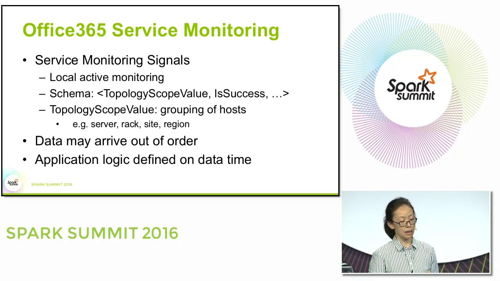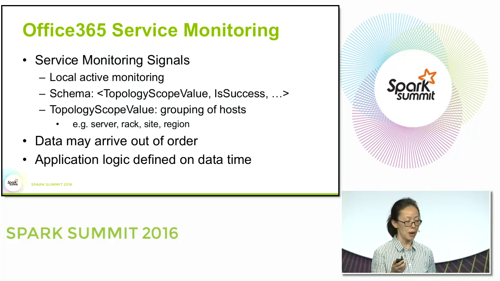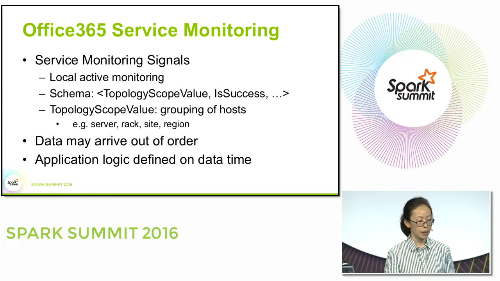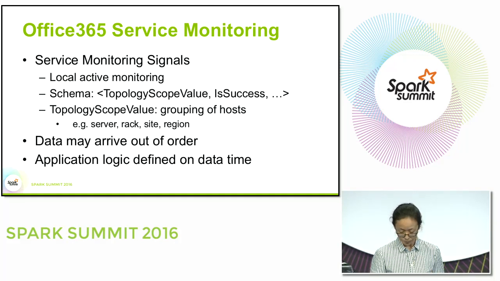Success indicates if this is a successful ping request or not, and so on. And also, there is a timestamp of when this request happened. The topology scope value shows the grouping of hosts. Normally, it's a hierarchy. For example, server, rack, site or data center, and then region.